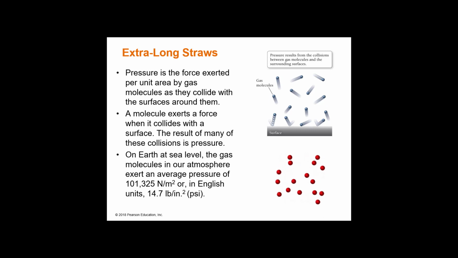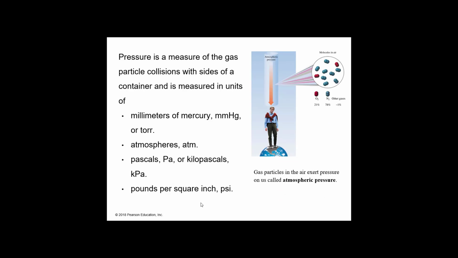At sea level, the gas molecules in our atmosphere exert an average pressure of 101,325 Newtons per meter squared, which is 14.7 pounds per inch squared, or PSI. So pressure is a measure of the gas particles' collisions with the side of the container, and it can be measured in several units that we're going to cover: millimeters of mercury, mmHg or torr; atmospheres, atm; pascals, Pa, or kilopascals, kPa; and pounds per square inch, PSI.